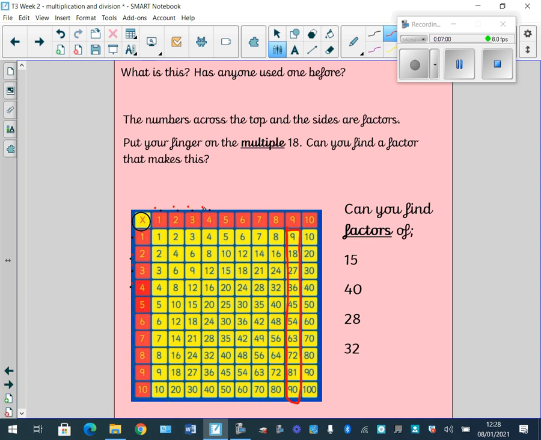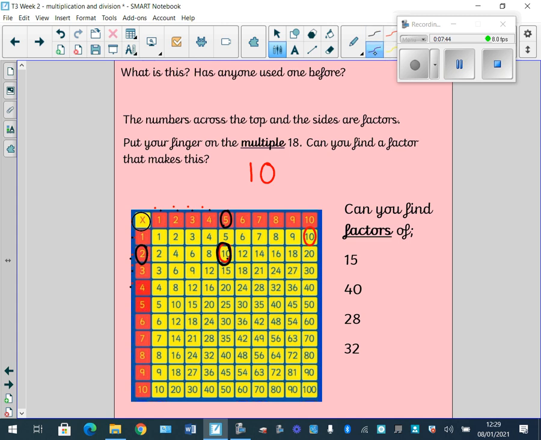Okay, so if I want to find what 2 numbers or 2 factors make 10, I need to find 10 on my grid. So I've got a 10 here and I've got a 10 over here. So let's have a look at our factors. What numbers across the top would make this 10 in the middle? If I go back up, I can see that I've got 5 here. And if I go down the side, I can see that I've got a 2 here. So 10 is my multiple, 5 and 2 are my factors.